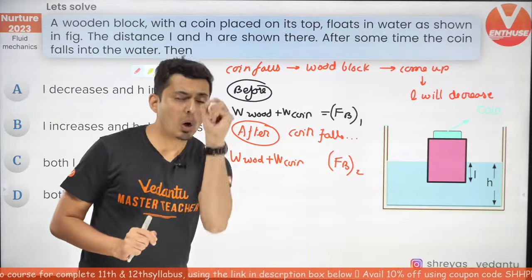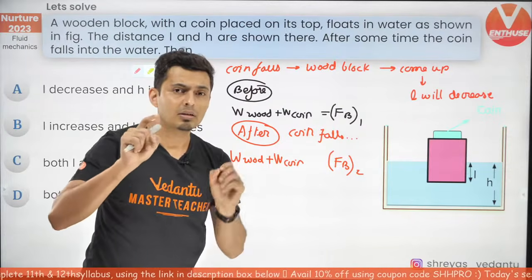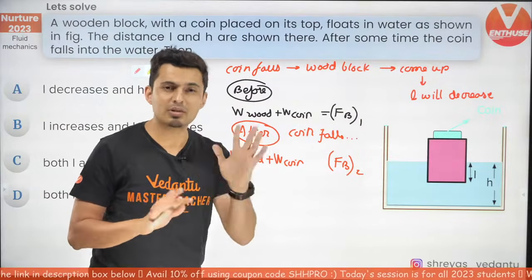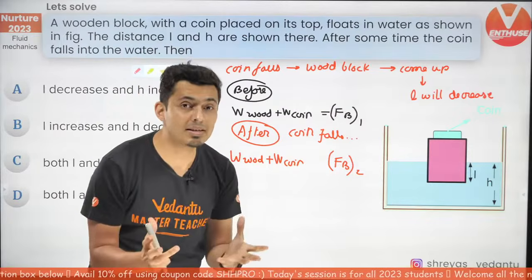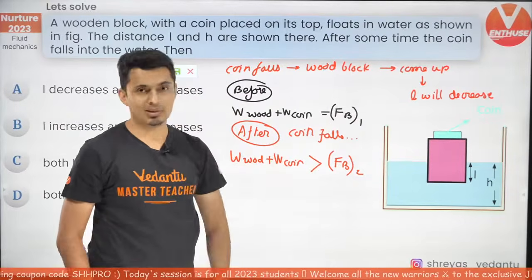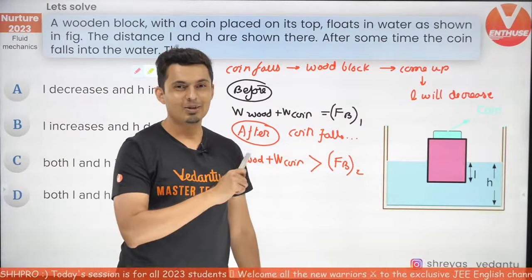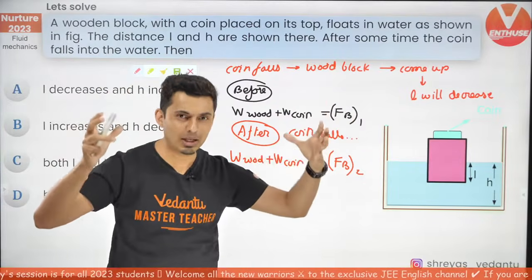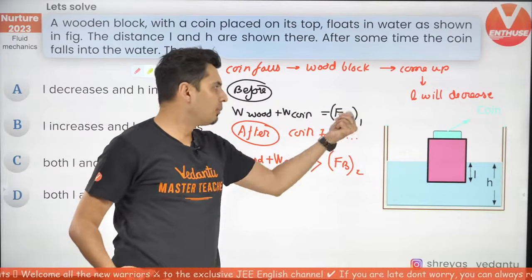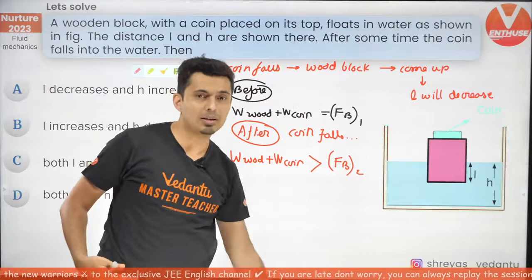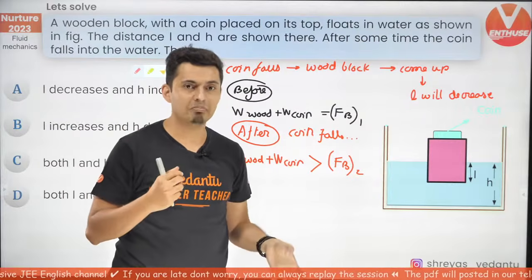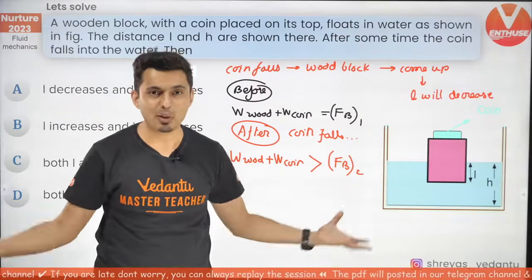It is sinking. If the coin sinks, that means the weight of the coin cannot be balanced by the buoyant force. The buoyant force is not sufficient to balance the weight of the coin. If it is not sufficient, that means the weight of the coin and the wood together is more than the net buoyant force. Think about it this way. Earlier, the wood and the coin were floating. The wood pushed the water down, more fluid displaced, because of which buoyant force was able to balance it. The moment the coin falls down, the net buoyant force has reduced. Why? Because the coin is sinking. If it is sinking, it's not able to displace enough water.